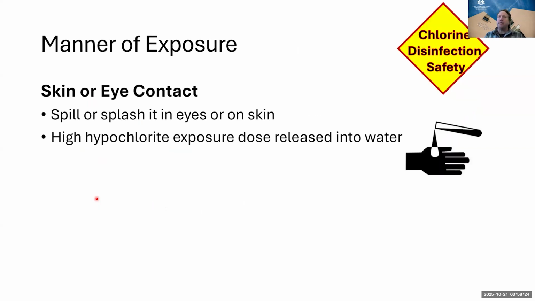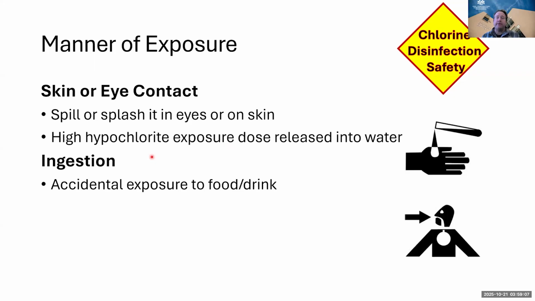So again, skin or eye contact happens when it spills or splashes on your skin or eyes when you're mixing up chemicals or you're transferring some to your day tank. You can also get high hypochlorite exposure if you have a high dose that's released into the water. Maybe your system's not working correctly and your well pump energizes but doesn't turn on, and so it turns on the chlorine pump at the same time, but you don't have water flow. You can have a big slug of chlorine released into the water, and then it can travel downstream and affect somebody.